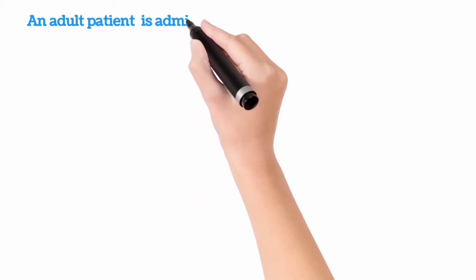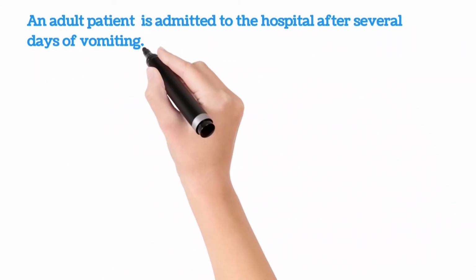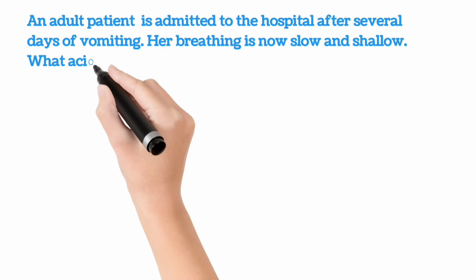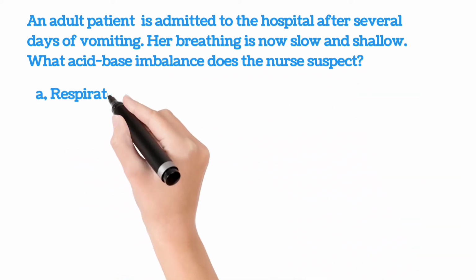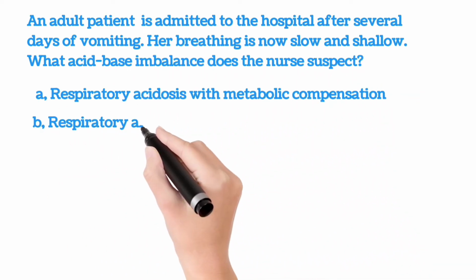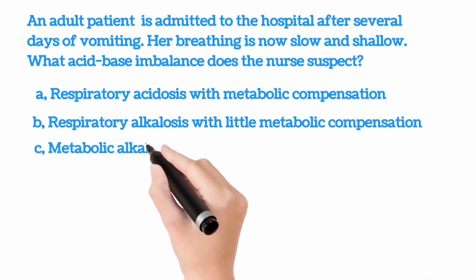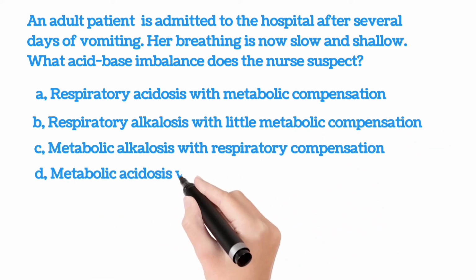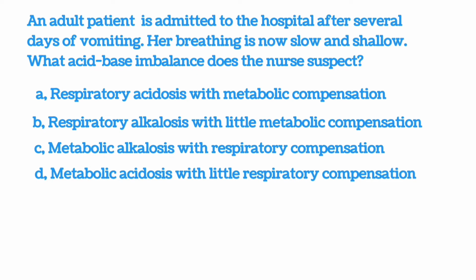An adult is admitted to the hospital after several days of vomiting. Her breathing is now slow and shallow. What acid-base imbalance does the nurse suspect? The options are A. Respiratory acidosis with metabolic compensation, B. Respiratory alkalosis with little metabolic compensation, C. Metabolic alkalosis with respiratory compensation, D. Metabolic acidosis with little respiratory compensation. The answer is option C. Metabolic alkalosis with respiratory compensation.